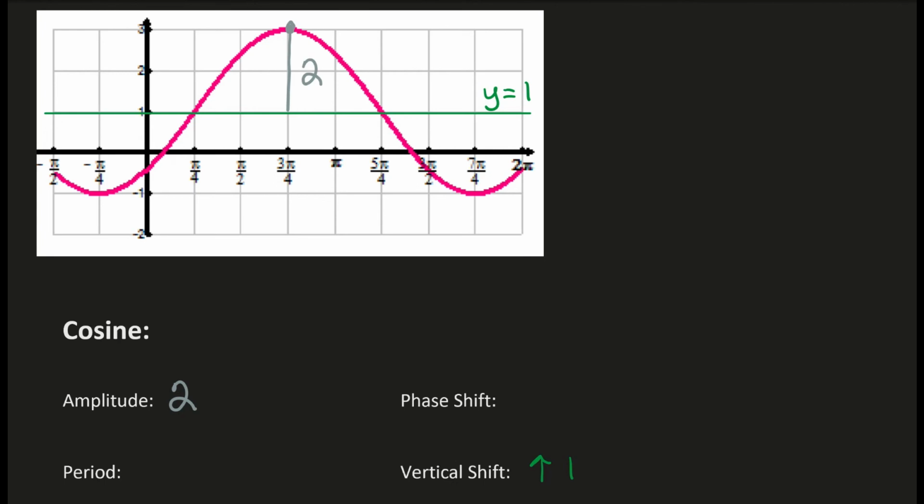You find the value of the period by measuring from crest to crest or trough to trough. So we still have a period of 2 pi. The only difference with cosine is the phase shift. The phase shift with cosine is found on the crest, not the midline. So here I have a crest at 3 pi over 4. So that's going to be my phase shift here.